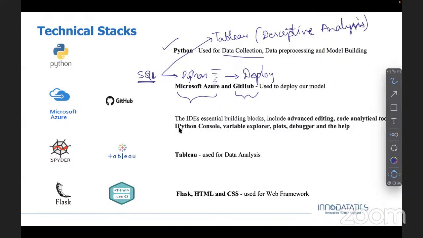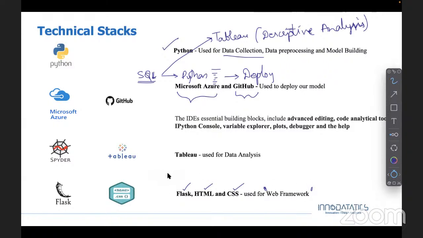And when it comes to deployment, there are two ways of deploying. One is, of course, we are going to showcase on Flask. And then we have used HTML and CSS, which is a web framework. A combination of these will help you come up with a web framework on which you can deploy a model, and then you can visualize the results.